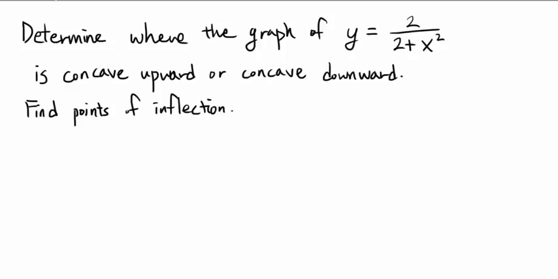Determine where the graph of y equals 2 over 2 plus x squared is concave upward or concave downward. Also find the point of inflection. Now, points of inflection are the points where the graph is changing from concave upward to concave downward, or from concave downward to concave upward. So points of inflection is where concavity changes.